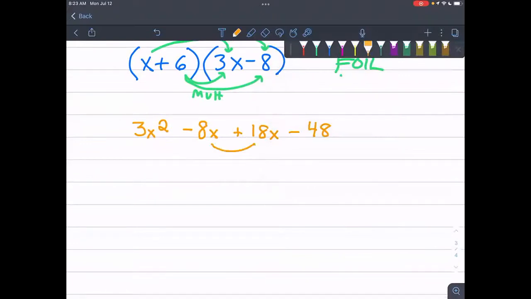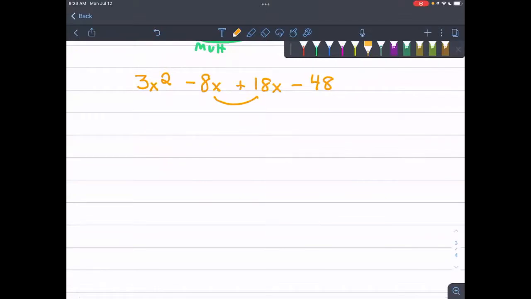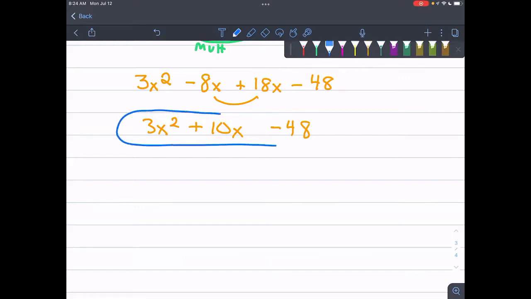And then all we've got to do is add like terms. We've got x's in the middle that we can add. Negative 8 and 18, positive 10. And then the 3x squared at the front doesn't have anything to go with it. The negative 48 on the end doesn't have anything. So that's as far as we can go.